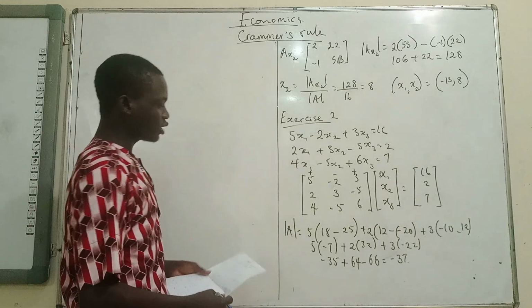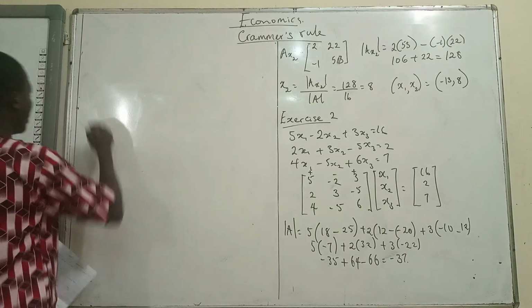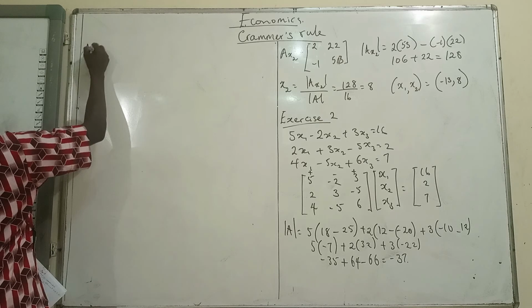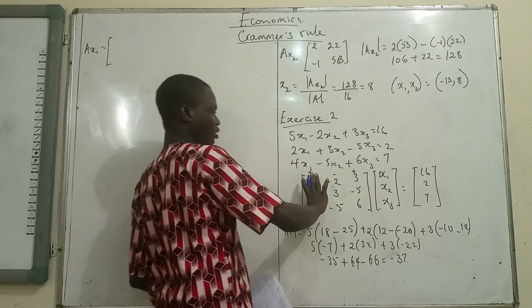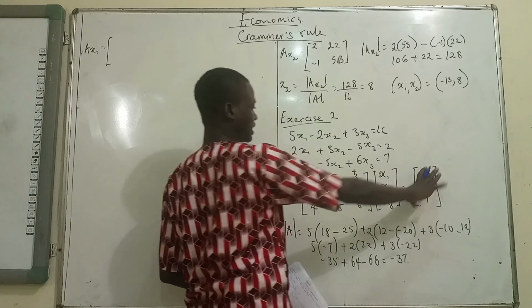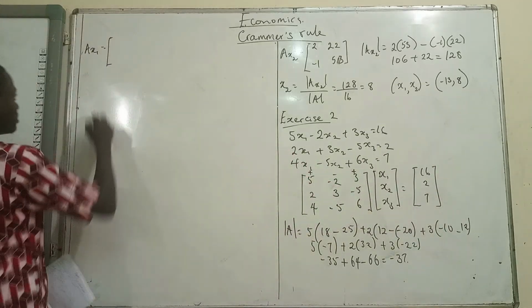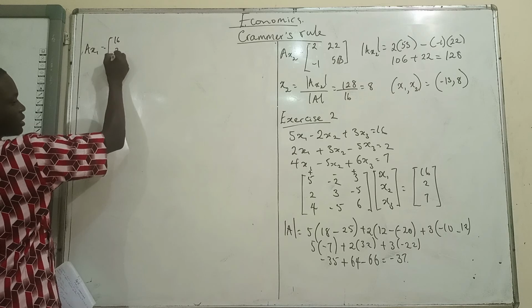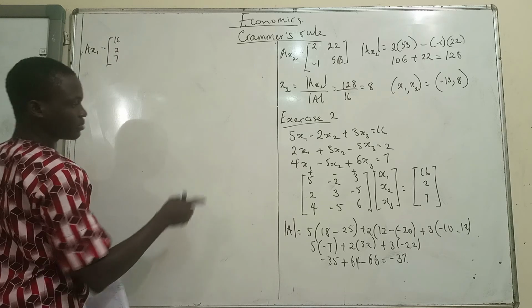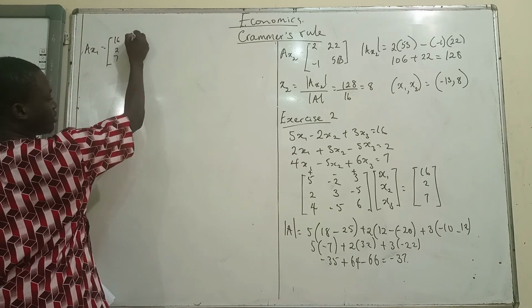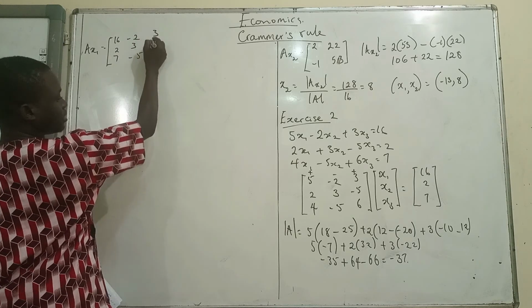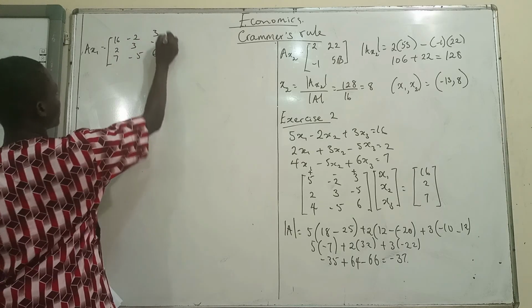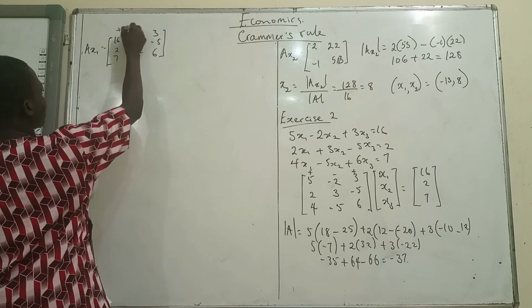Back to business. For us to find AX1, since what we are looking for is X1, we eliminate the column of X1 and replace it by the constants. We have 16, 2, 7. Then -2, -2, 3, and -5. Then 3, -5, and then 6. Alright, so we have plus, minus, plus.